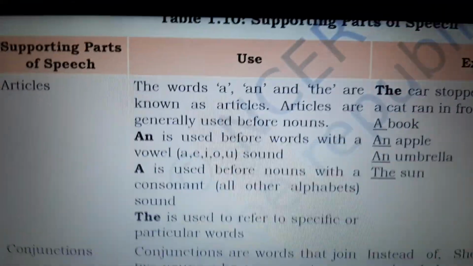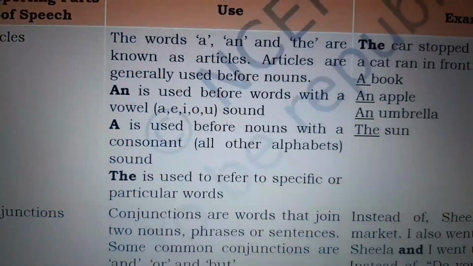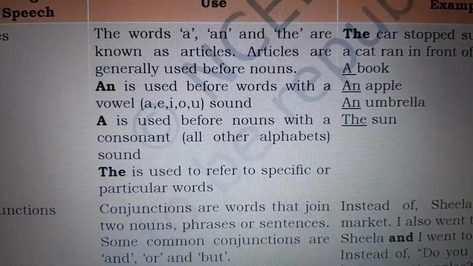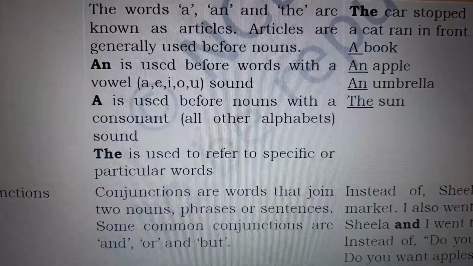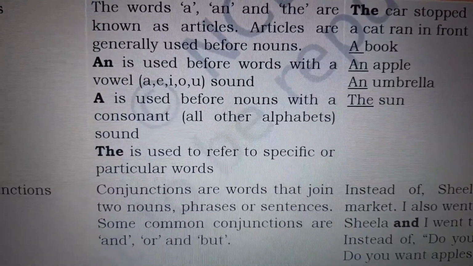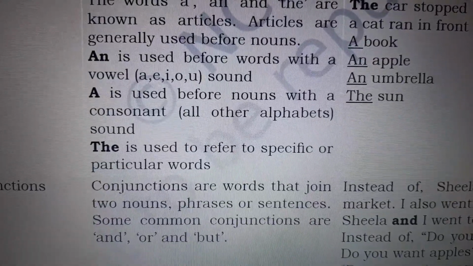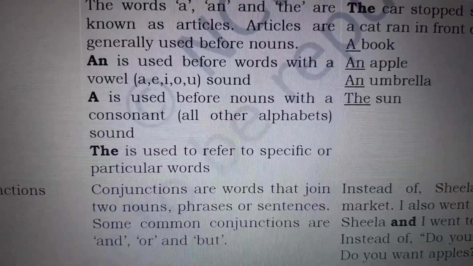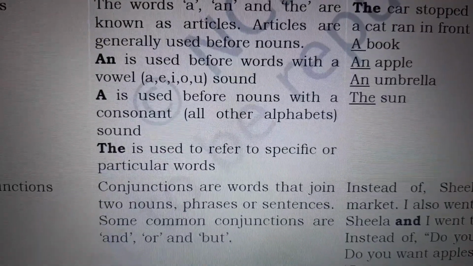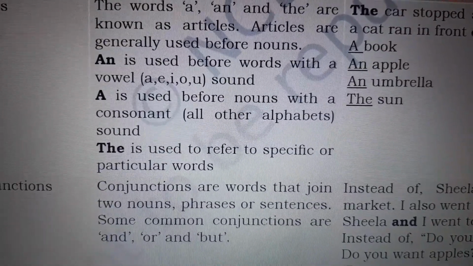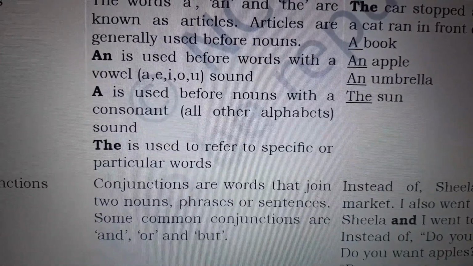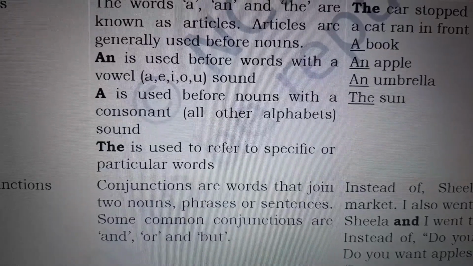Here are the rules where we have to use a, an or the. An is used before words with a vowel: A, E, I, O, U. We all know these are the 5 vowels. A is used before nouns, for example, a book. The is used to refer to specific or particular words. For example, the sun, the dog.